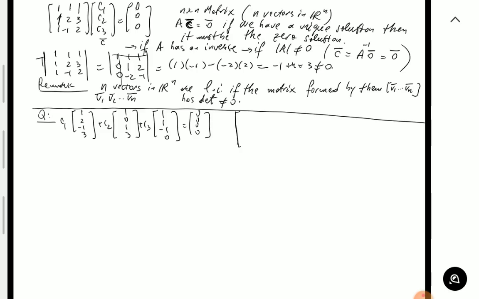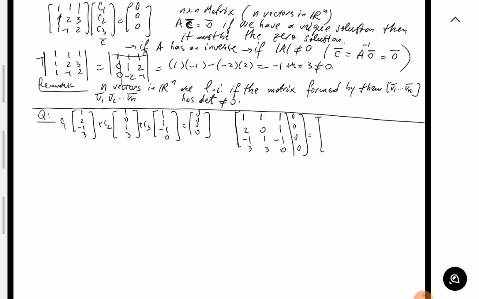Just go by the reduced row echelon form and see if you end up with 3 pivots for the variables C1, C2, C3, in which case you're going to have a linearly independent set. So we have 1, 1, 1, 2, 0, 1, negative 1, 1, negative 1, and then 3, 3, 0. That's not mandatory, but let's just keep the right hand side as if solving a system.